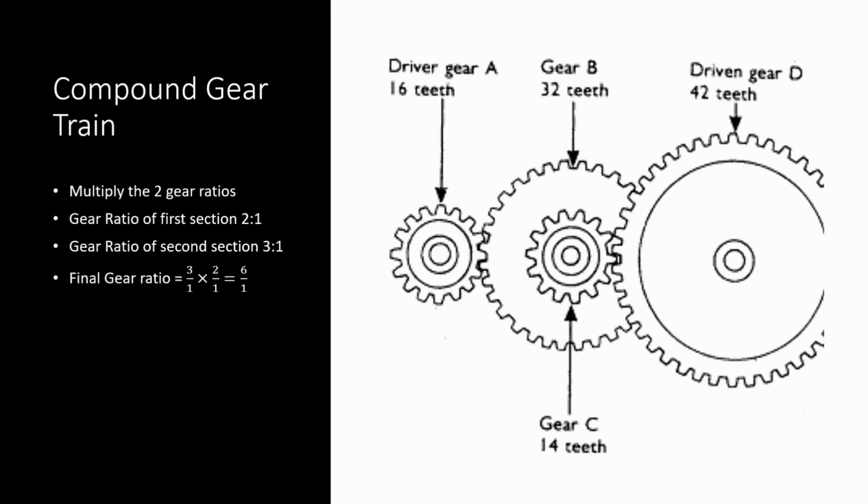So by using this compound gear train, you can get really large reductions to get things to go really fast or really slow in a good compact use of space without needing a huge gear and a little gear.